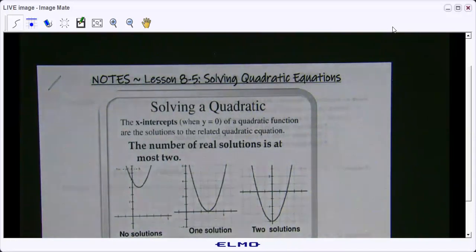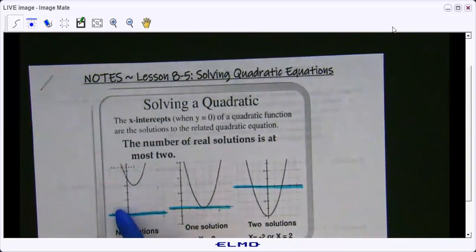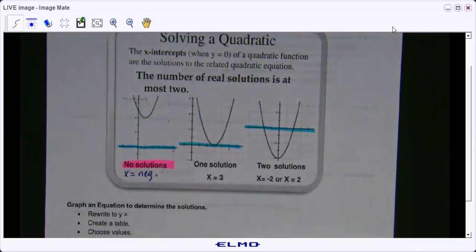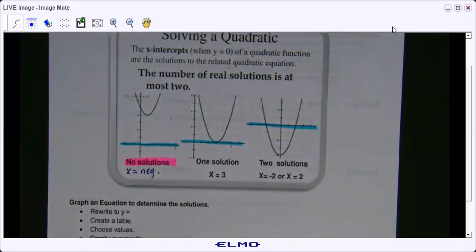So in this first one, here we have our x-axis on all three of these, okay? On this first graph, you'll notice that the parabola does not cross the x-axis. So it has no x-intercept. If it has no x-intercept, that means that there is no solution. Also, if x equals a negative number, there are no solutions. And we'll get to see what that looks like later in our notes.